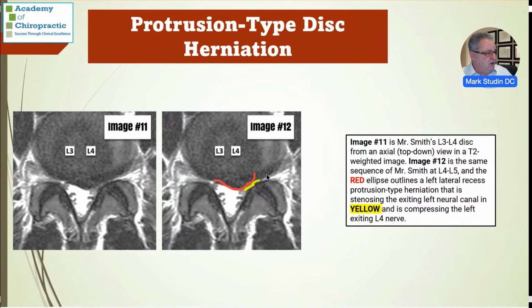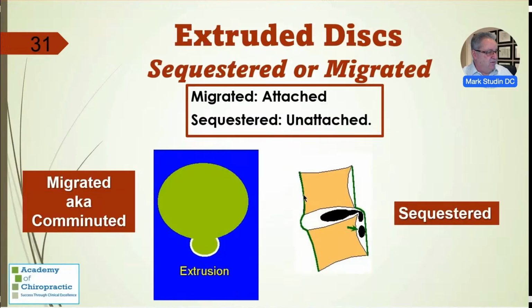These are protrusions. If we look at it here, here's the base, here's the apex. That's a protrusion, and it's stenosing the neural canal. And I've colorized things to make it easier for you.